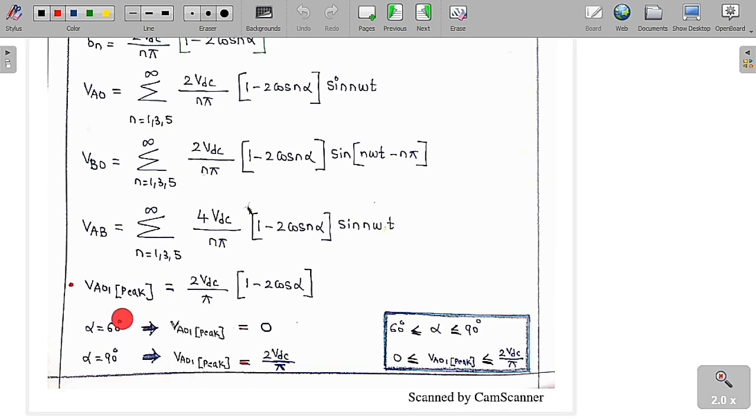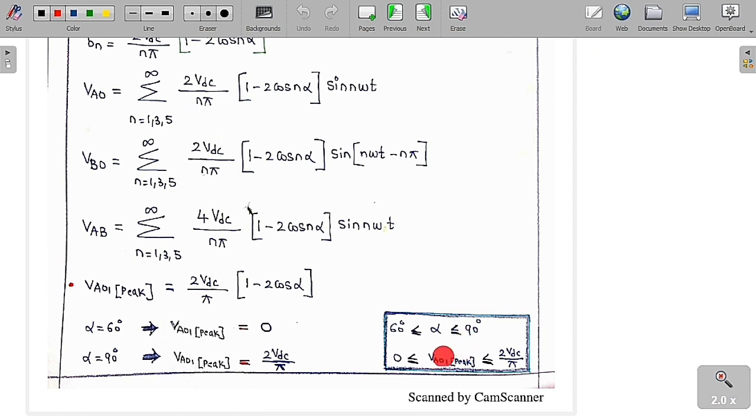So basically now I want to find the peak value of the fundamental component of V0. Substituting n is equal to 1, we are going to get 2 VDC by pi into 1 minus 2 cos alpha as the peak value. Suppose alpha is equal to 60 degrees, what is going to happen? If you substitute alpha is equal to 60, we are going to get a peak value of 0. And if you substitute alpha is equal to 90 degrees, we are going to get the fundamental peak value as 2 VDC by pi.